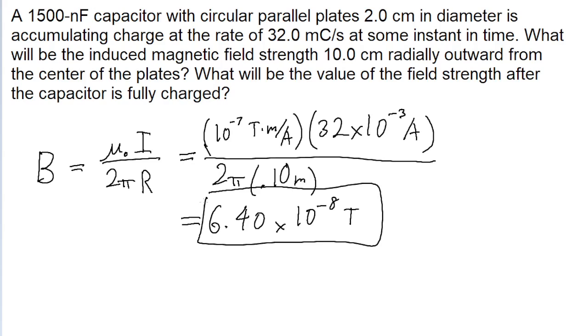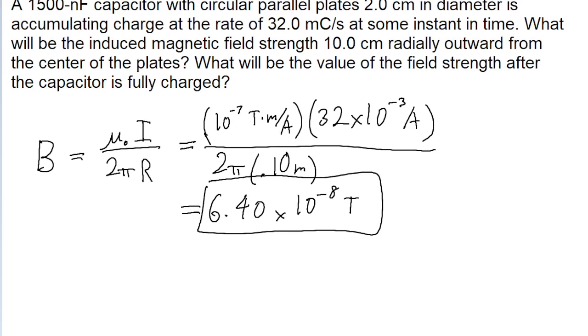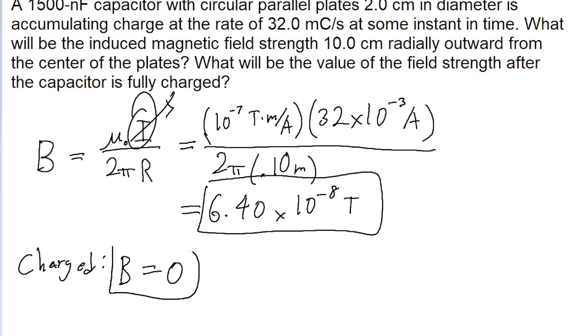But the problem also asks us to find the magnetic field strength after the capacitor is fully charged. So we can use the same equation, but just remember that when a capacitor is fully charged, that means that there's no longer current flowing through the wire. So if the current is 0, then if we look at our magnetic field equation, we can see that that makes the entire equation 0. So there is 0 magnetic field in the case where the capacitor is fully charged.